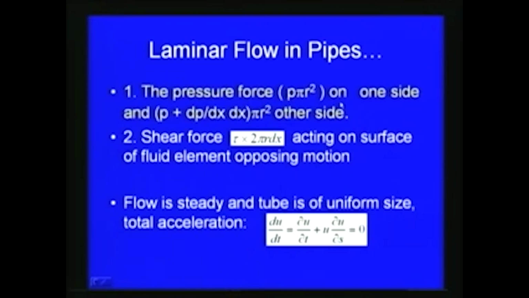So, the forces are the pressure force P into pi r square on one side and P plus dP by dx into pi r square on the other side, and then the shear force tau into 2 pi r dx acting on the surface of the fluid element, opposing the motion. Now, as we have already assumed the flow is steady and the tube is of uniform size, the total acceleration is equal to 0. So, we can write du by dt is equal to del u by del t plus u into del u by del s is equal to 0.